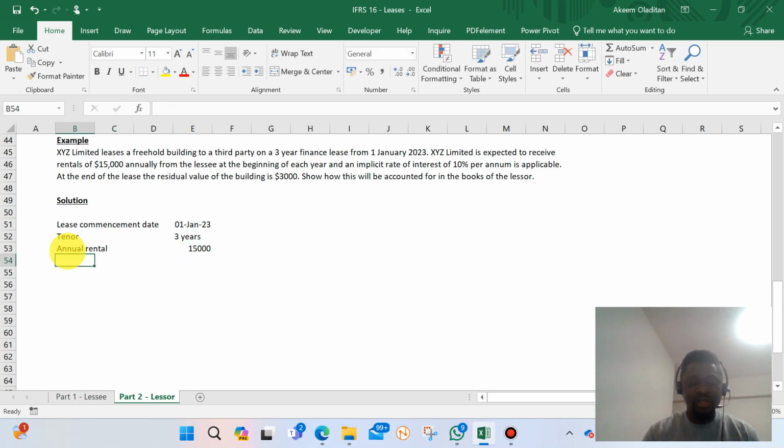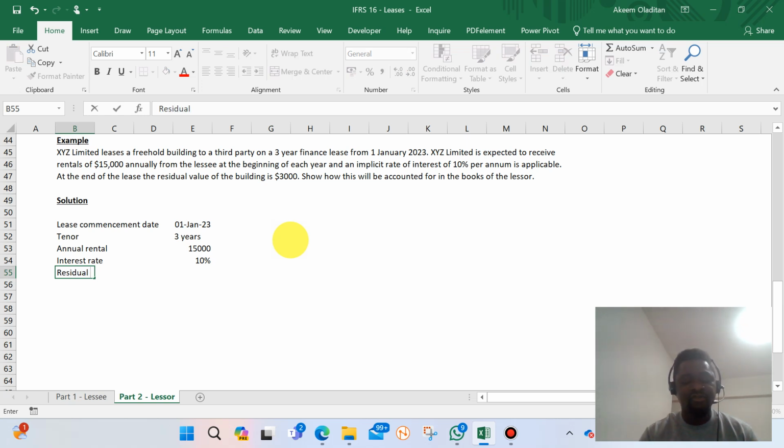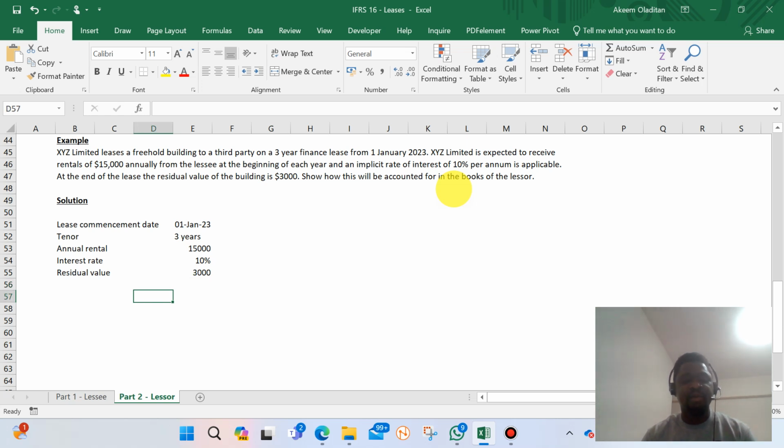And the implicit rate of interest is 10%. At the end of the lease term, the residual value of the building is $3,000. That is the unguaranteed residual value that we have. Residual value is $3,000. Show how this will be accounted for in the books of the lessor. So we have all the parameters that we need.